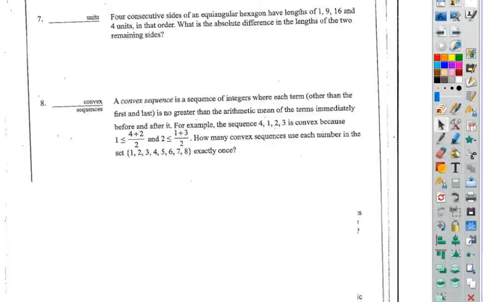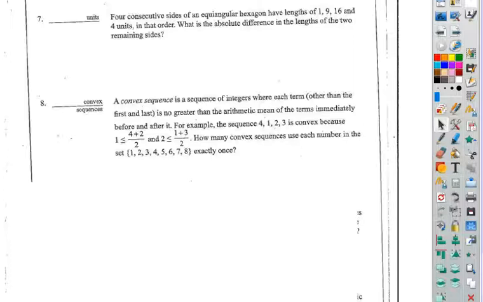All right, so let's take a look at number 8. And I'm not going to lie to you, I struggled a little bit with this convex sequence. It's not something that I've seen before, so it took me a while to understand what it meant. A convex sequence is a sequence of integers where each term, other than the first and last, is no greater than the average of the terms immediately before and after it.